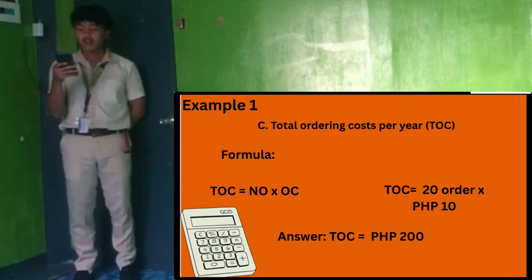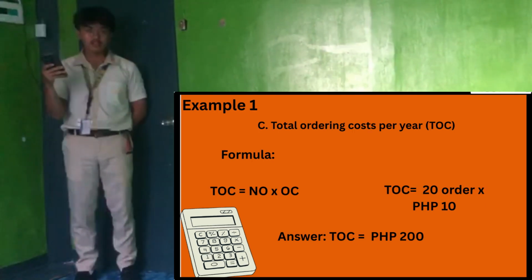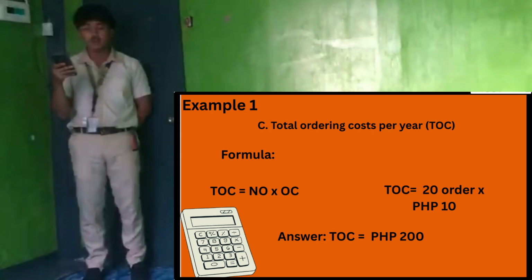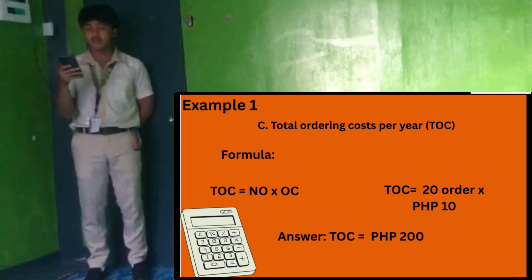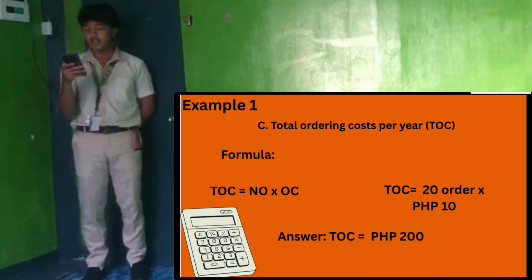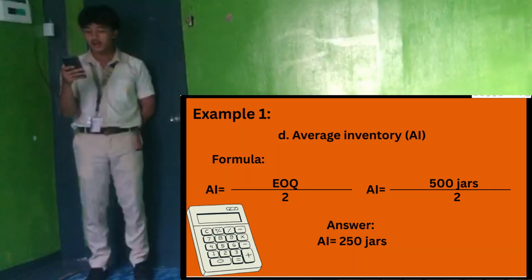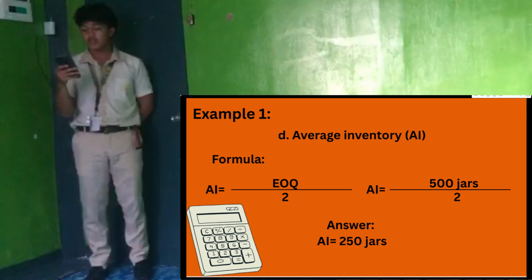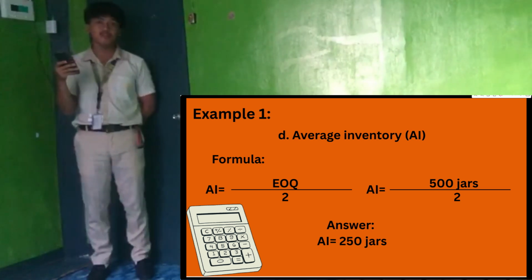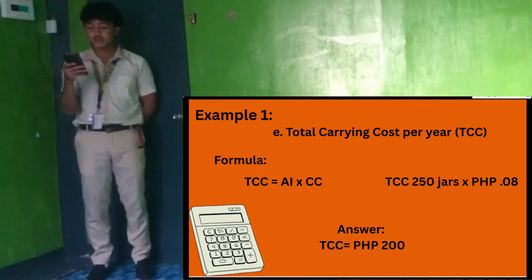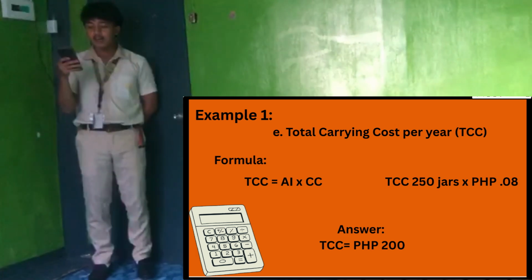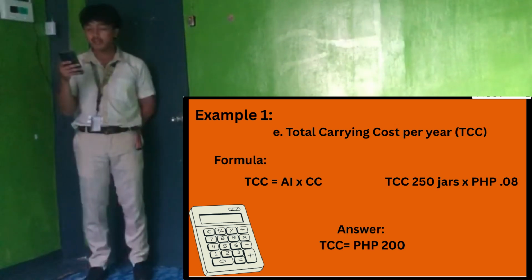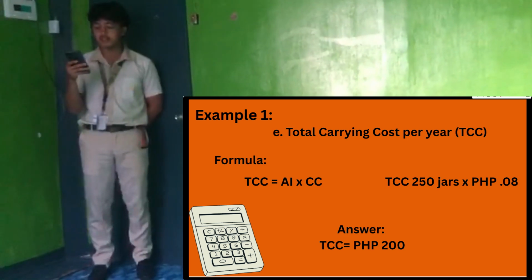Next is total order cost per year. TOC equals 20 orders times 10 pesos, which leads us to 200 pesos. So our TOC is 200 pesos. Next is average inventory. Our average inventory equals 500 jars divided by 2. So our average inventory is 250 jars. Next is total carrying cost per year, TCC. TCC equals 250 jars times 0.8 pesos, which leads us to 200 pesos.